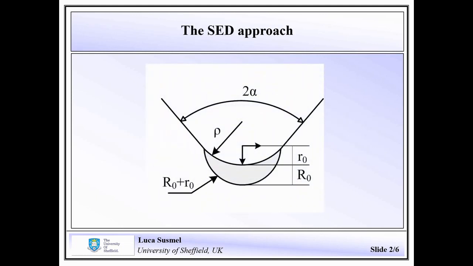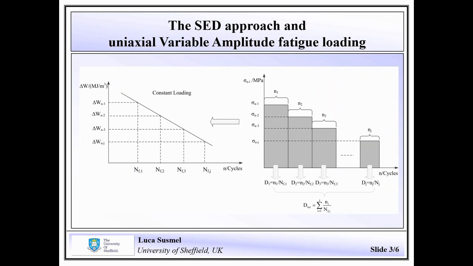The strain energy density approach takes as a starting point the idea that damage can be estimated by averaging the strain energy density over an area in the vicinity of the assumed crack initiation point. In this context, the radius of the area is assumed to be a material property which is different for different materials.